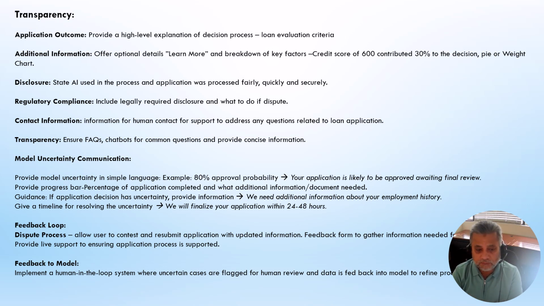Provide a feedback loop, a dispute process that allows the user to contest, resubmit and update information, a feedback form to gather information needed, and provide live support, ensuring that the application process is well supported. Feedback to the model: implement a human in the loop system where uncertain cases are flagged for human review and data is fed back to the model to continuously refine it and update it as needed.